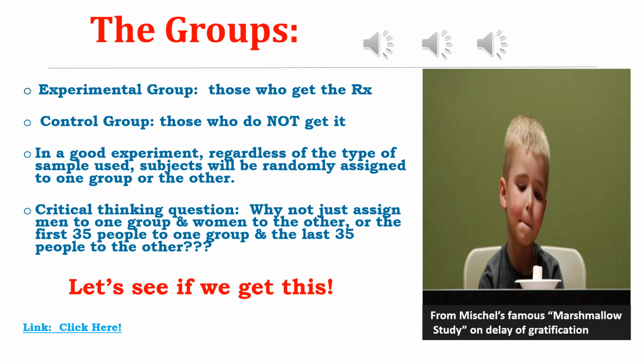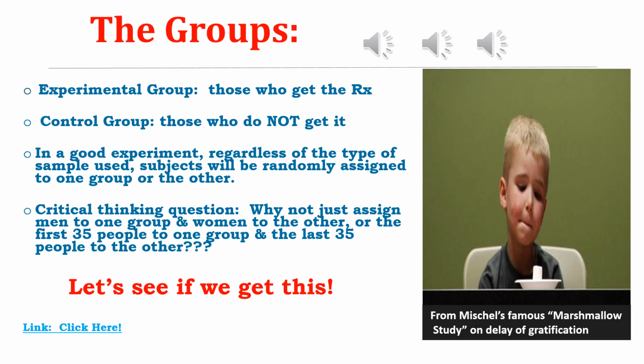Before we're ready to apply our terms, we have learned the other set of terms, the groups. Experimental group. There's the subjects who get the treatment, whatever that treatment might be. It might be medication. It might be a new study technique. It might be exercise. You get the idea. It's a treatment. So if they're getting the treatment, they are the experimental group.